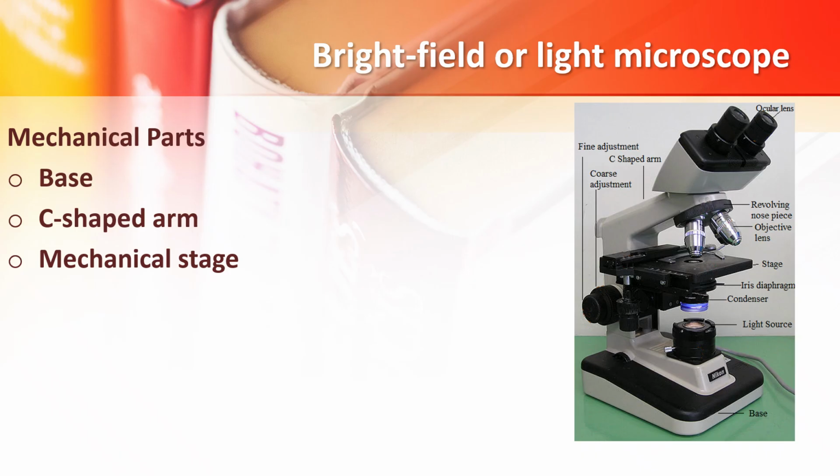Then coming to the compound microscope, in this we use two or more lenses to magnify the specimen. Not just a single lens, we use two or more lenses. The first type is the bright field microscope.